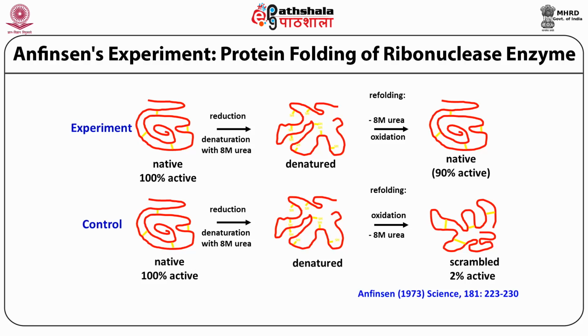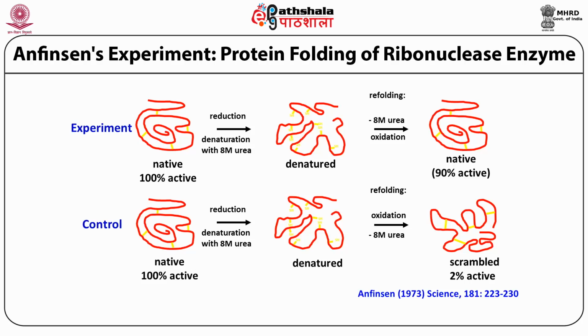In the experiment, what needs to be understood is that when refolding was taking place with the removal of 8 molar urea, the protein folded to its native conformation and the oxidation facilitated the formation of disulfide bonds between the cysteines which came close to one another. This resulted in an active protein.